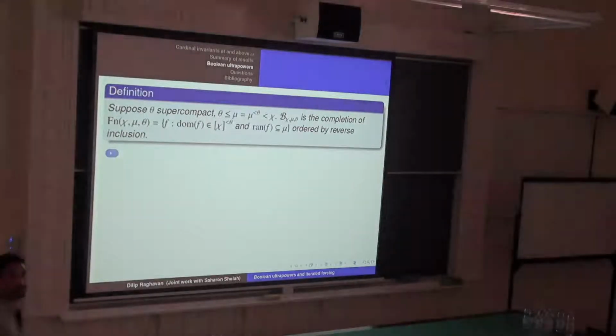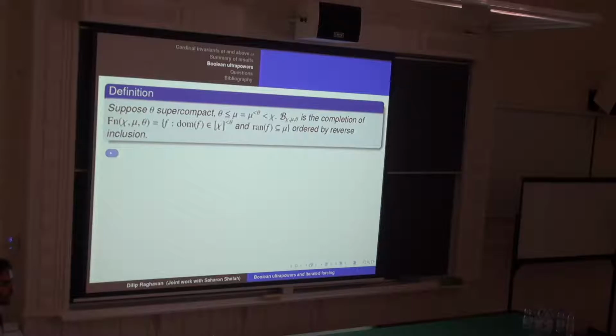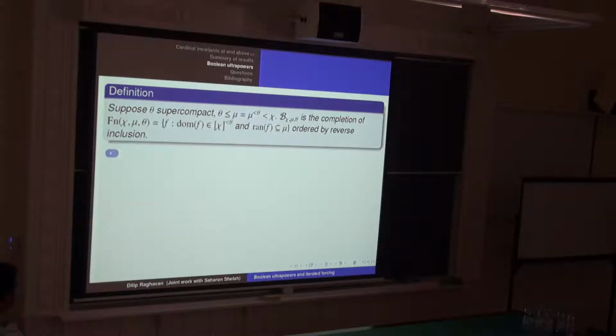Okay, so let me just finish. I'm almost out of time, so let me finish by explaining what is the Boolean algebra that we use in all our applications. It's a very specific Boolean algebra. It's simply the completion of partial functions from chi to mu with support less than theta. This is just adding subsets of functions, a generic function from chi to mu, using conditions of size less than theta. Ordered by reverse inclusion, we take the completion. This is the Boolean algebra B on which we build the ultrafilter.